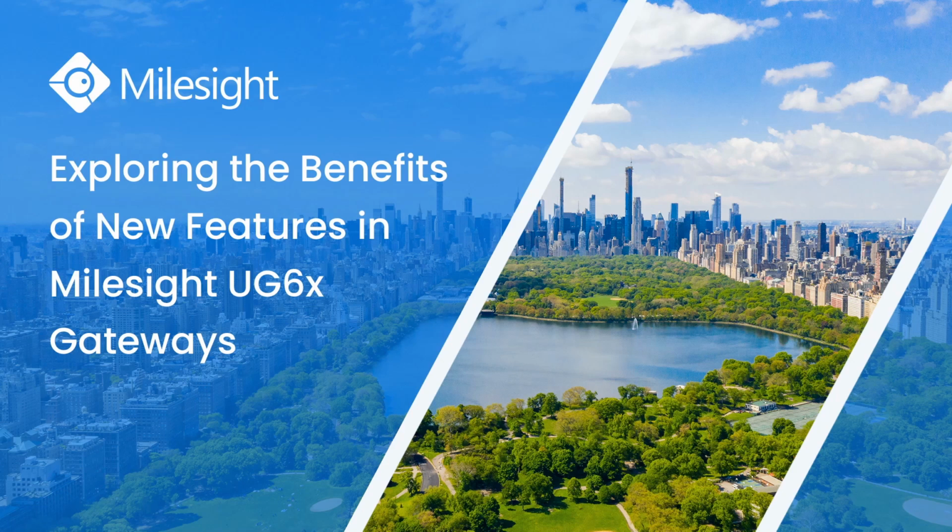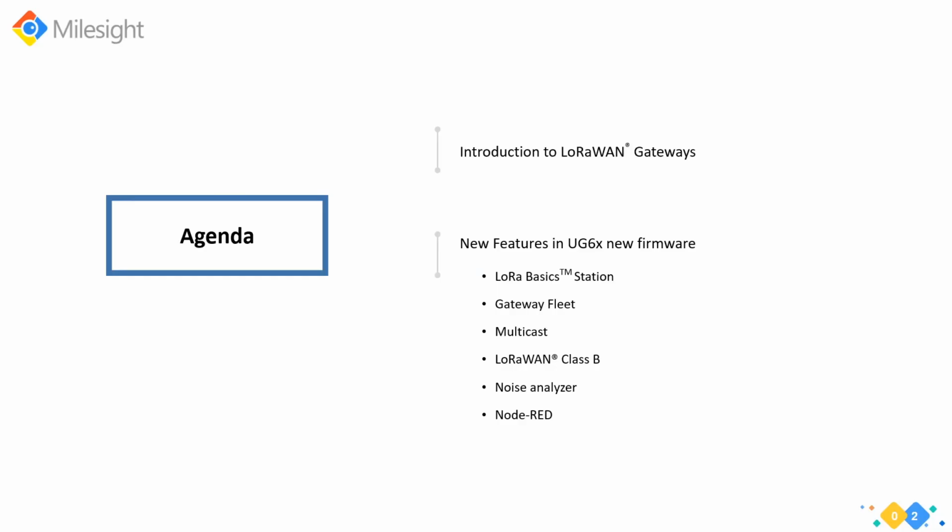So today let's talk about something newly available in the Milesight UG6 series LoRaWAN gateway. First, we will discuss how a LoRaWAN gateway works in the LoRaWAN network. And later, you can enjoy the six new features like the LoRa Basic Station, the gateway fleet, Multicast. It always works with Class B in some smart applications. And finally, you can enjoy the noise analyzer and Node-RED directly in the Milesight gateway.